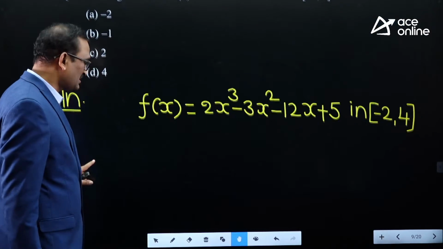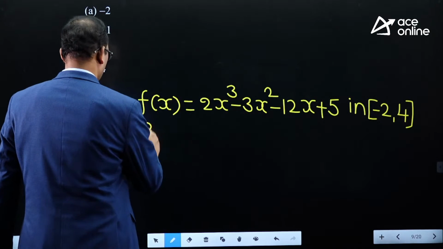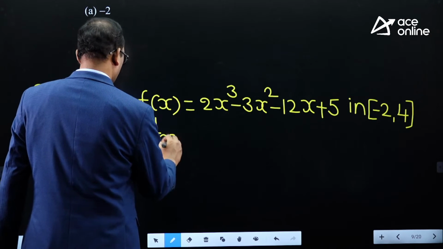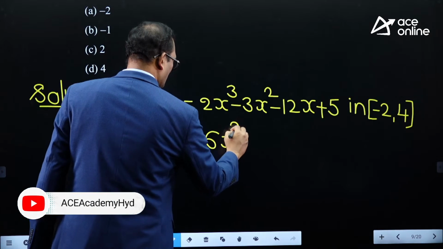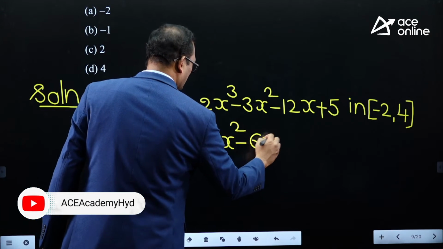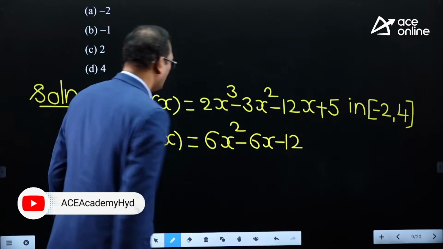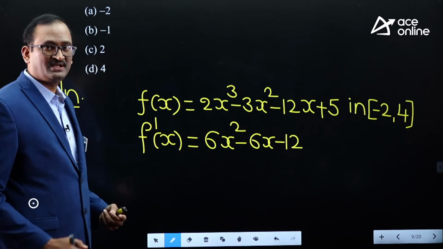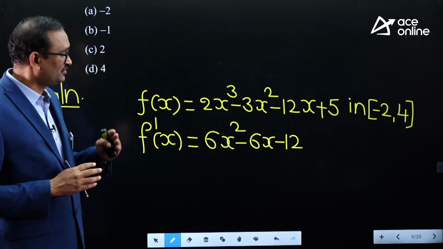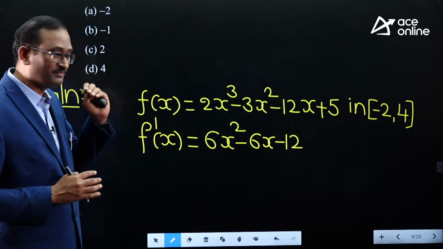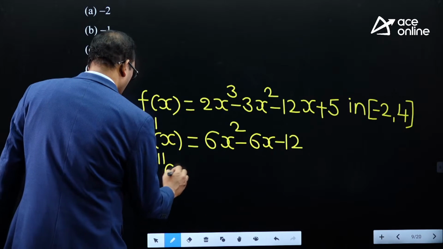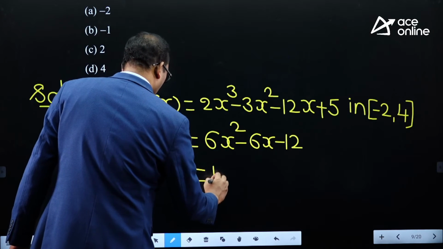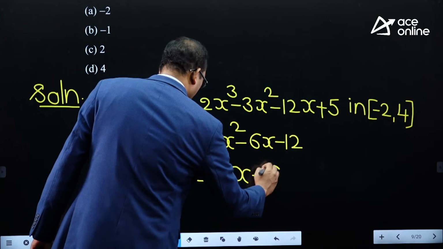So find f dash x. f dash x is equal to 2 into 3x square, that is 6x square, minus 3 into 2x, that is 6x, minus 12. Find f double dash x as well, in order to find local maxima and minima. So the double derivative of f of x is 6 into 2x, that is 12x minus 6.